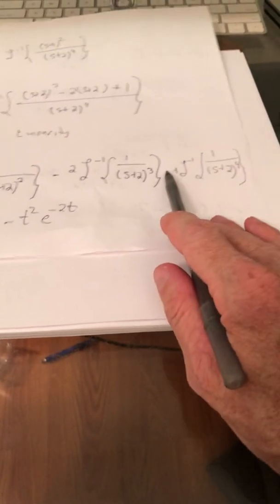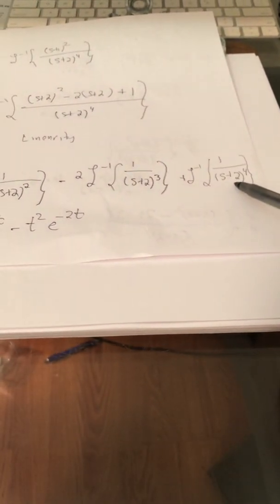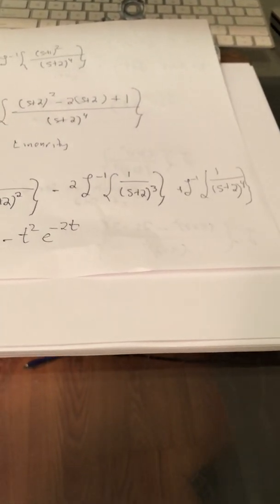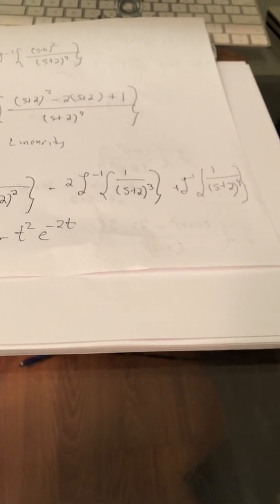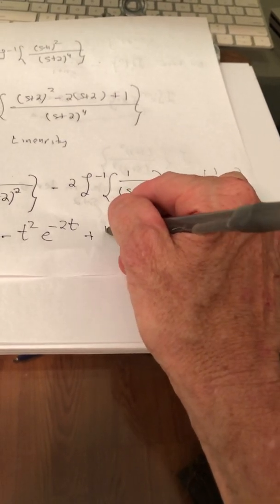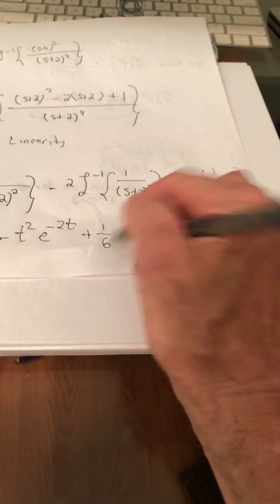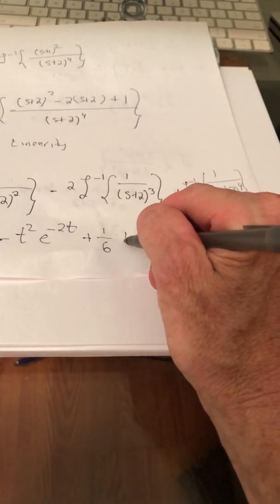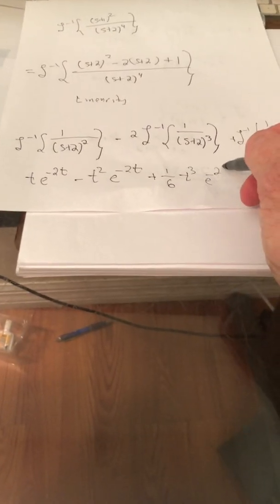Now this last term, we have 1 over (s plus 2) to the fourth. You should think of, from the table entry, n as being equal to 3. n factorial is 6, so we're going to have a 1/6 here. It's going to be 1/6 t cubed times e to the negative 2t.